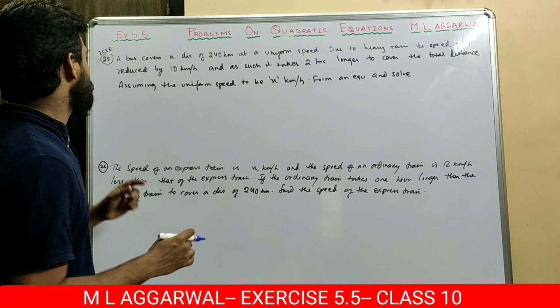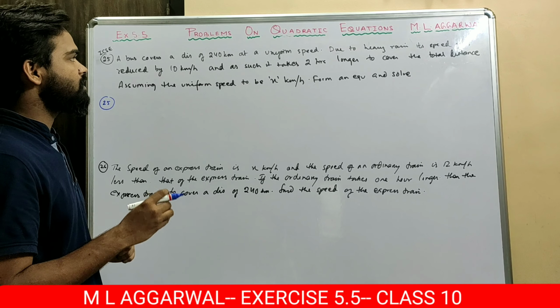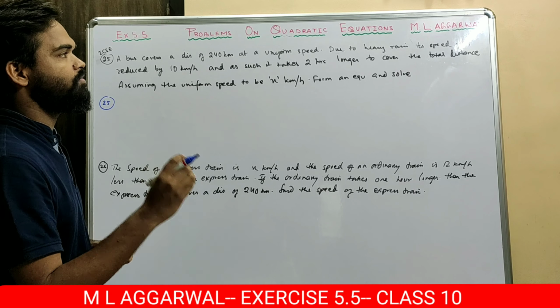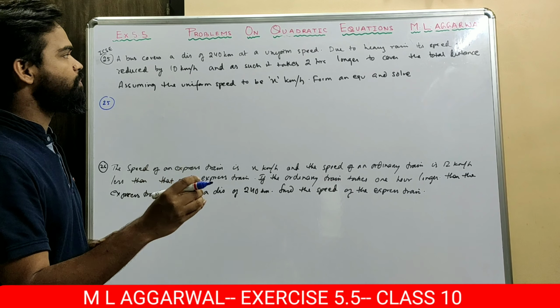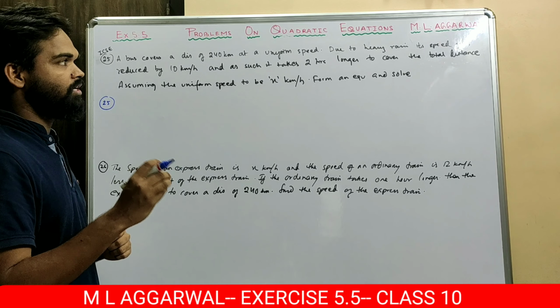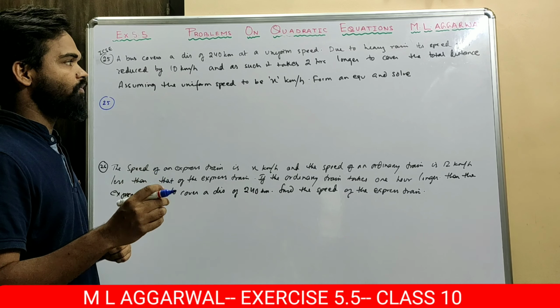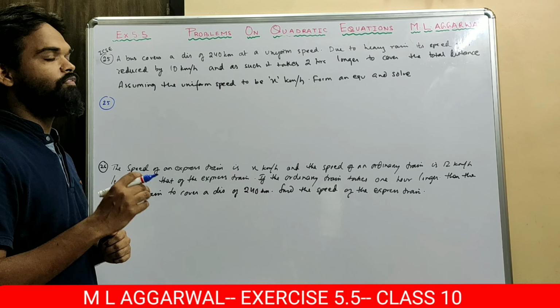Now look at sum number 25. Important sum. It came in ICSE. A bus covers a distance of 240 km at a uniform speed. Due to heavy rain, its speed gets reduced by 10 km per hour, and as such, it takes 2 hours longer to cover the total distance. Assuming that the uniform speed is x km per hour, form an equation and solve it.